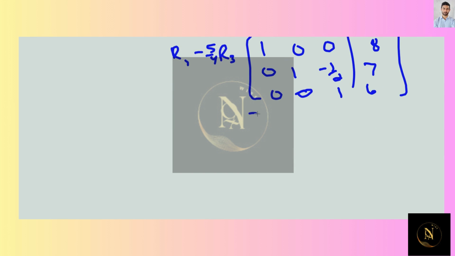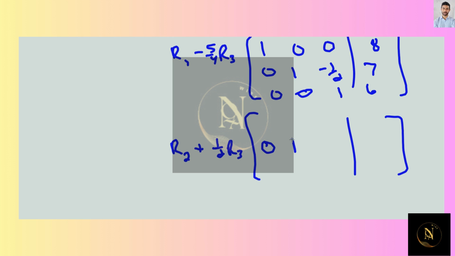And one more step. We need a 0 in row 2, column 3. To do that, we can take row 2 and add half of row 3 to it. So we'll get a row 2 of 0, 1, negative 1 half plus 1 half is 0. 7 plus half of 6 would be 7 plus 3, or 10.